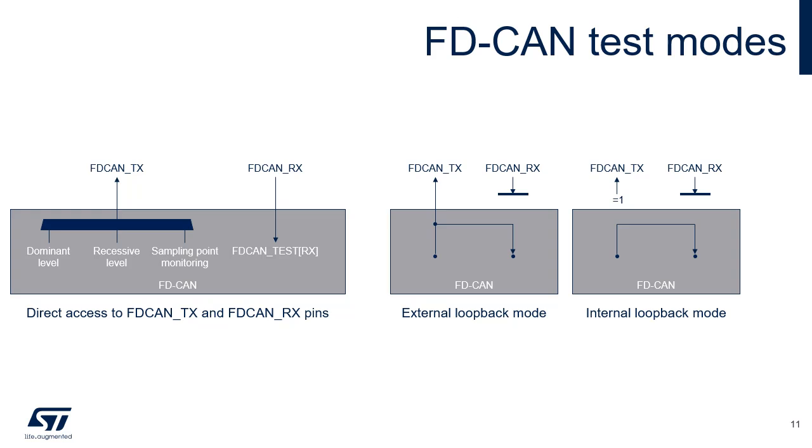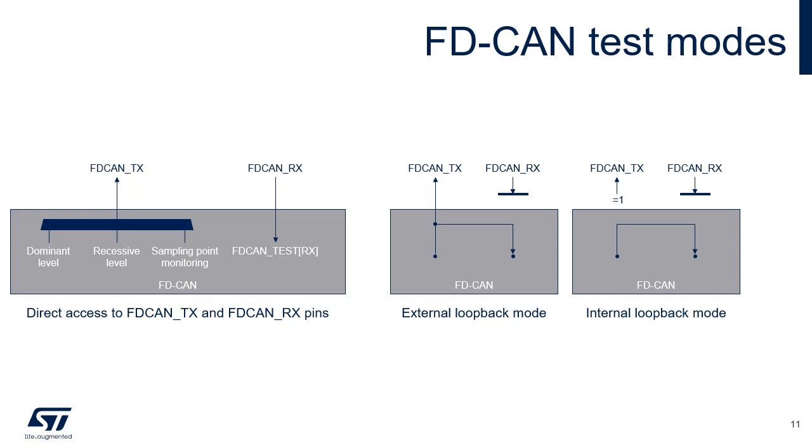To enable write access to the FDCAN test register, the test bit in the CCCR register must be set to 1, thus enabling the configuration of test modes and functions. In test mode, software can control the state of the FDCAN TX pin and can read the state of FDCAN RX.